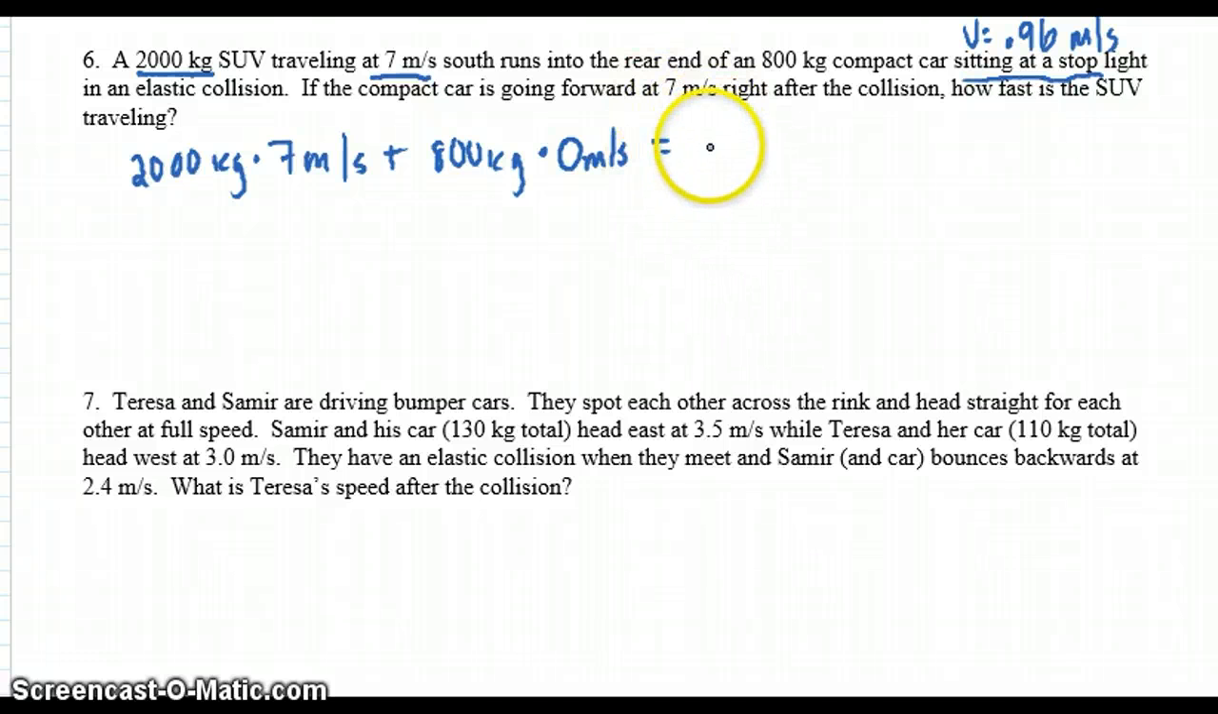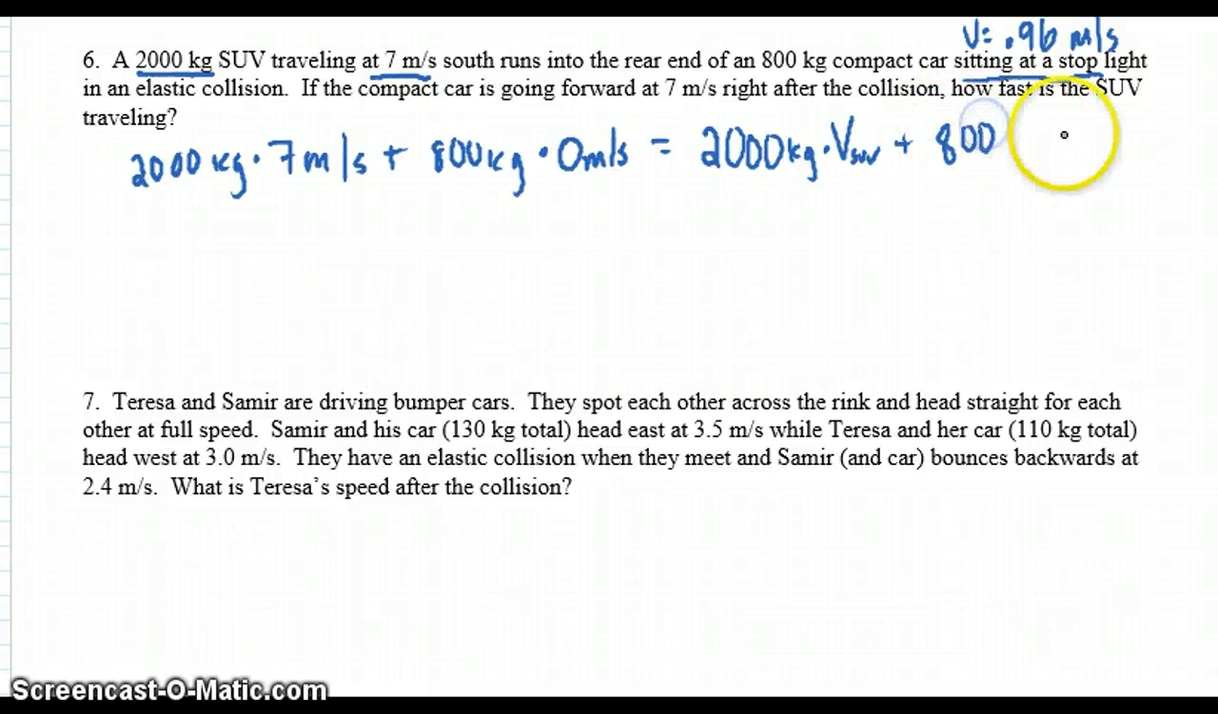the momentum at the end. So we need the momentum of the SUV. We know that the SUV is 2,000 kilograms, and momentum would be times velocity. That's what we need to solve. Plus the momentum of the car, which is 800 kilograms times, so that's here, 7 meters per second. Right? Times 7 meters per second.